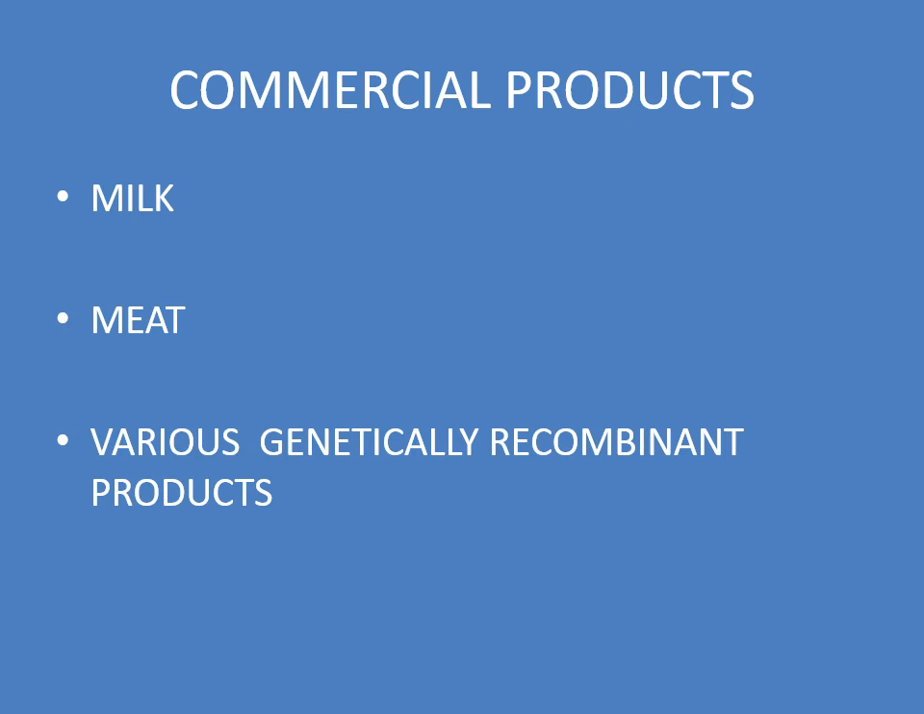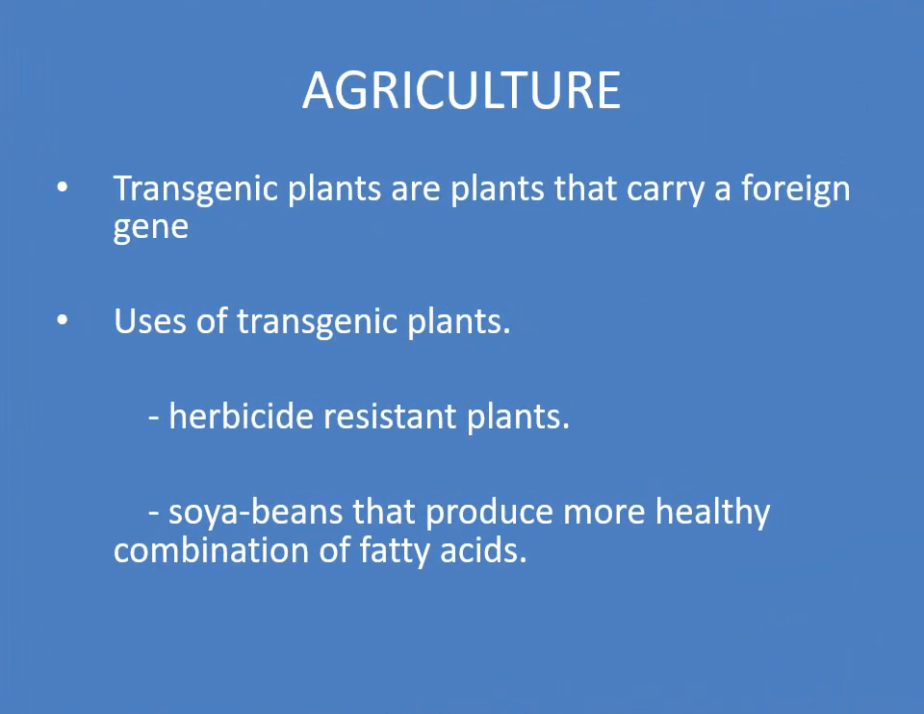Commercial products. Some commercial products like fortified milk or fortified meat can be produced by recombinant DNA technology. In the field of agriculture, transgenic plants can be produced. These transgenic plants are plants that carry a foreign gene. Examples of transgenic plants are herbicide resistant plants and soybeans that produce a healthier combination of fatty acids.